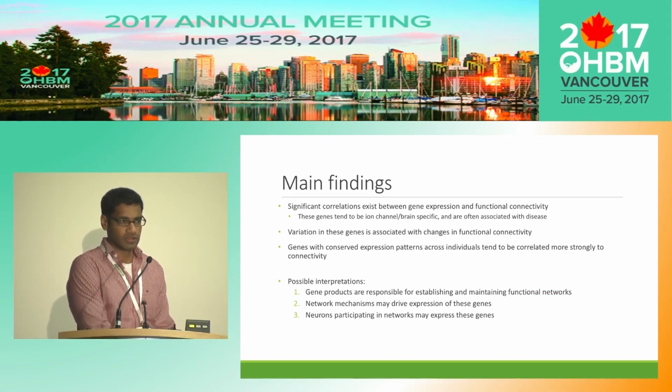So the main findings at this point are that significant correlations exist between the gene expression data and functionally derived data. However, these genes tend to belong to some very broad categories, ion channel or brain-specific, sometimes associated with disease. And the variation in these genes is related to functional connectivity. But this is where it gets interesting, and if you remember nothing else from this talk, I hope you remember this: this is a field that's still in its infancy.